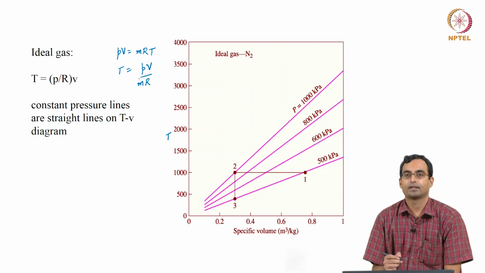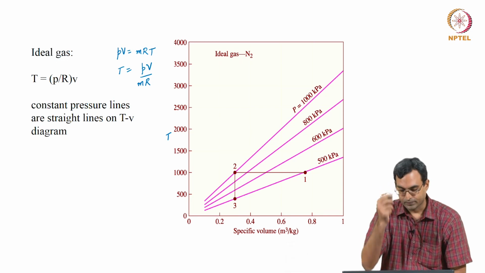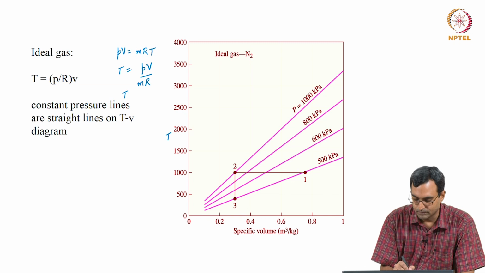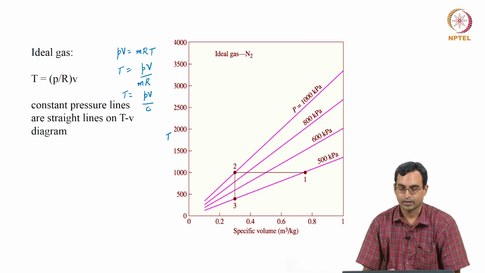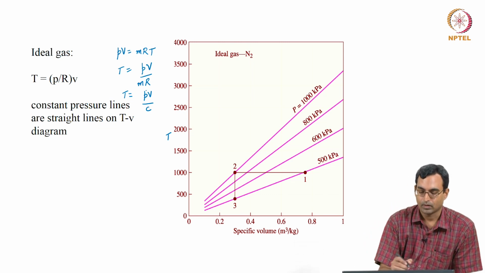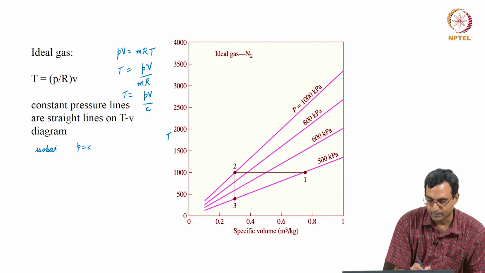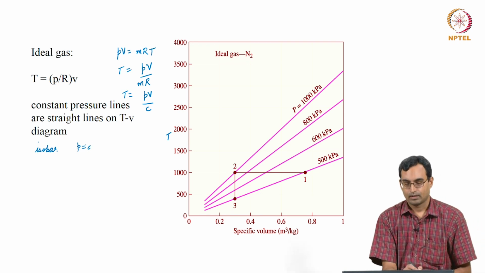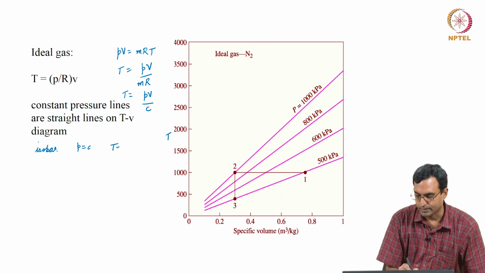m is a constant if I have a system with a certain mass. R is the gas constant for the specific gas, which is also a constant. So, I have T is essentially some PV by some constant. Now, if I was to plot on this particular diagram, T versus V diagram, a constant pressure process, then P would also be constant. So, the isobars on a TV diagram would be given by this equation, where P is a constant, which essentially tells me that T is some constant times V.